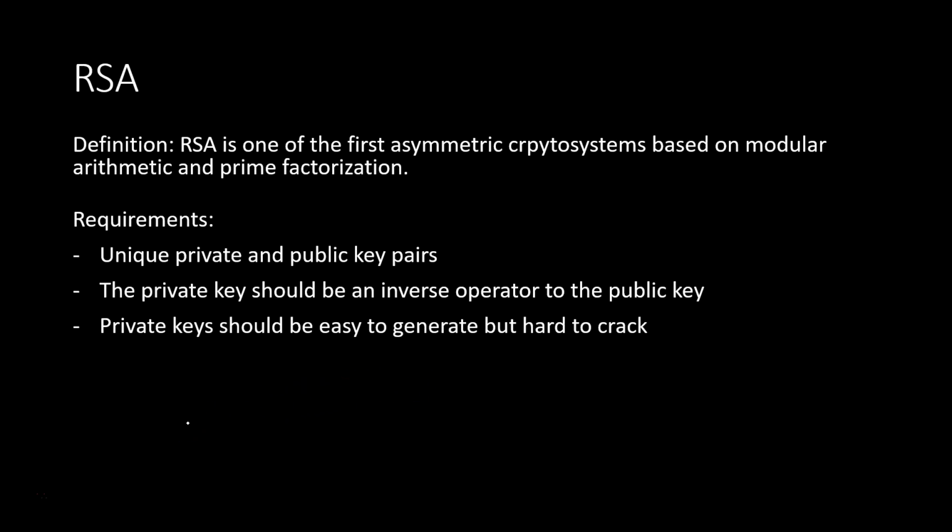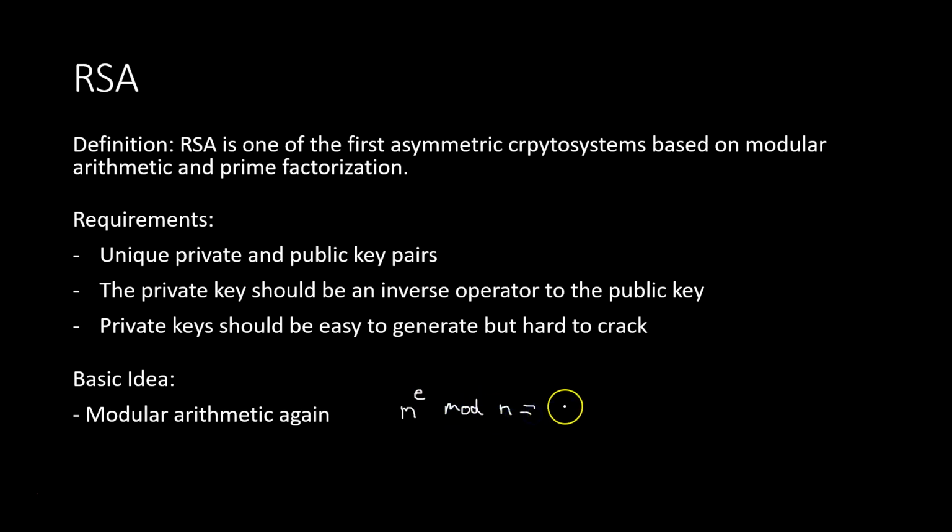So here's the basic idea with modular arithmetic. In the Diffie-Hellman key exchange, we were using the discrete logarithm problem to establish a shared secret key. Here we're going to use it to encrypt and decrypt the message. So the idea goes as follows. We take some message, raise it to the power of the public key, and take the modulus of some number such that we get ciphertext.